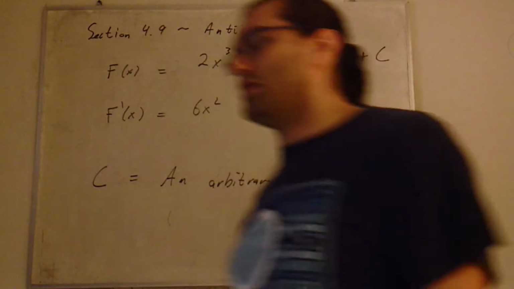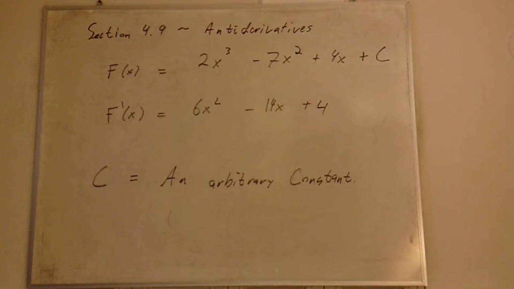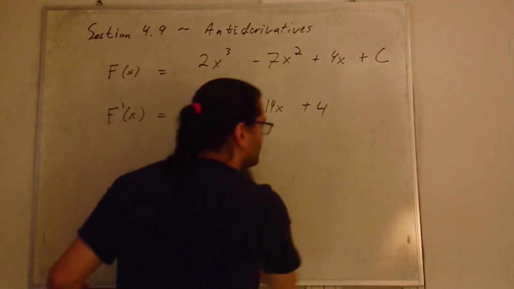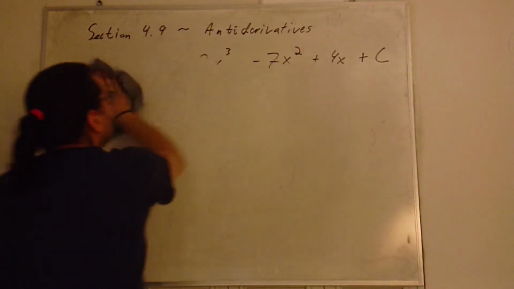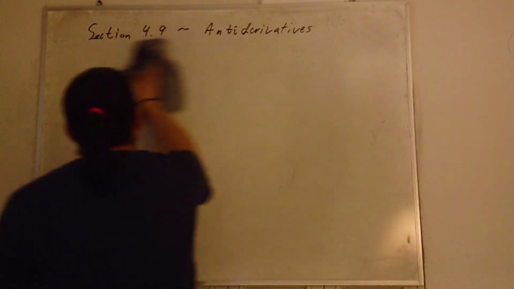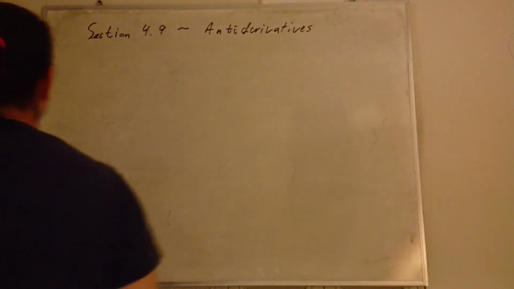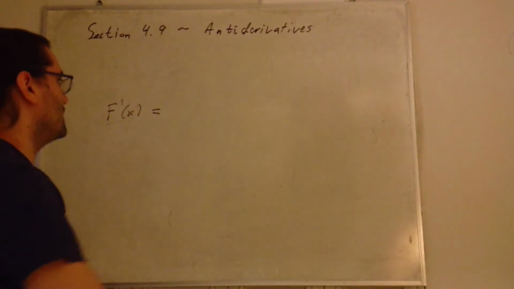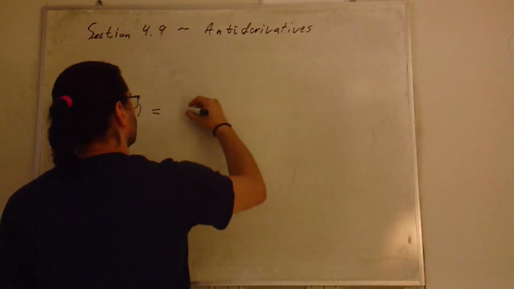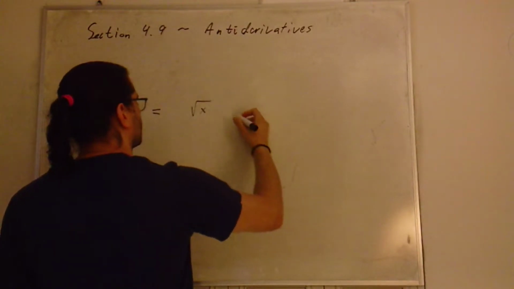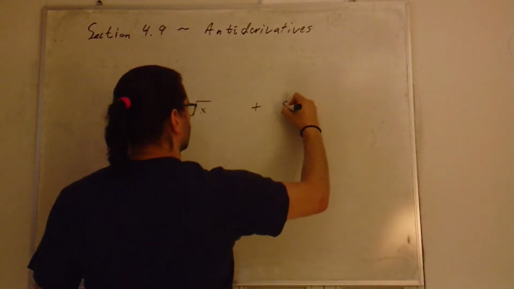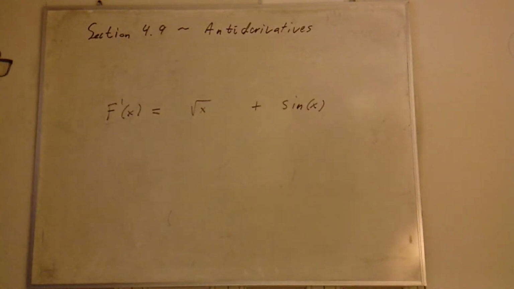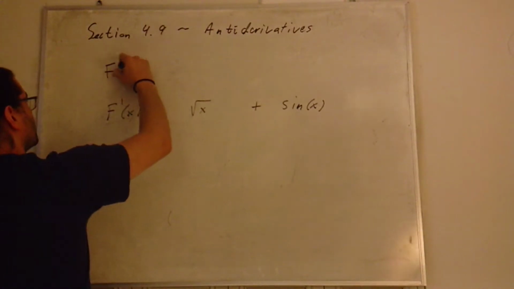We're going to do a couple more simple versions, and then we're going to talk about notation. If we have a derivative that looks like, let's say the derivative is the square root of x plus the sine of x, and I want to know what the original function was.